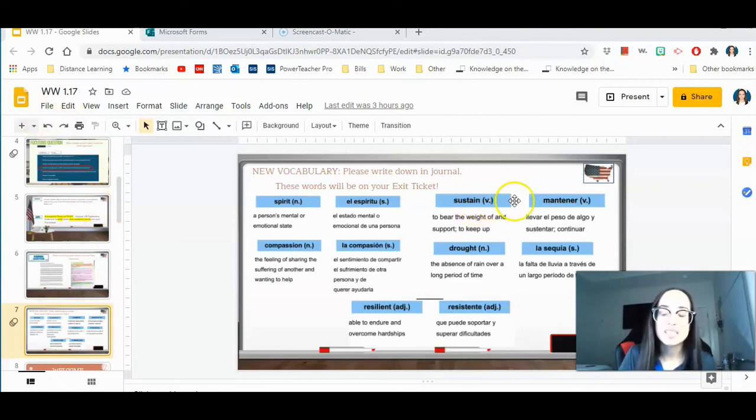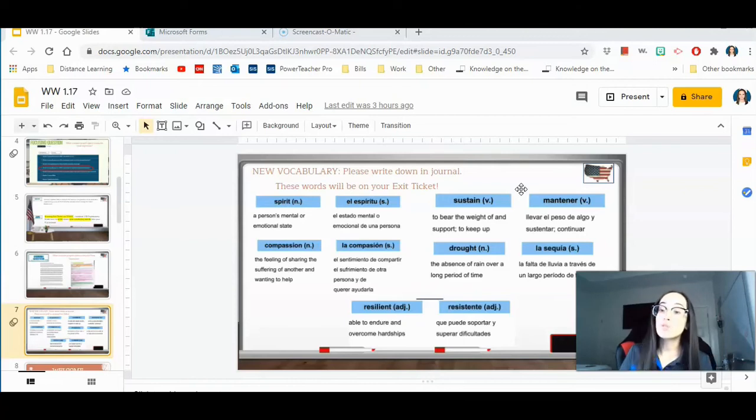Sustain. So when we sustain something, that means to bear the weight of and support or to keep up. So like I mentioned earlier, how did people sustain their spirit during the Great Depression? How did they keep their spirit alive during this hard time? So sustain. How do we maintain something, or how do we keep up with something?